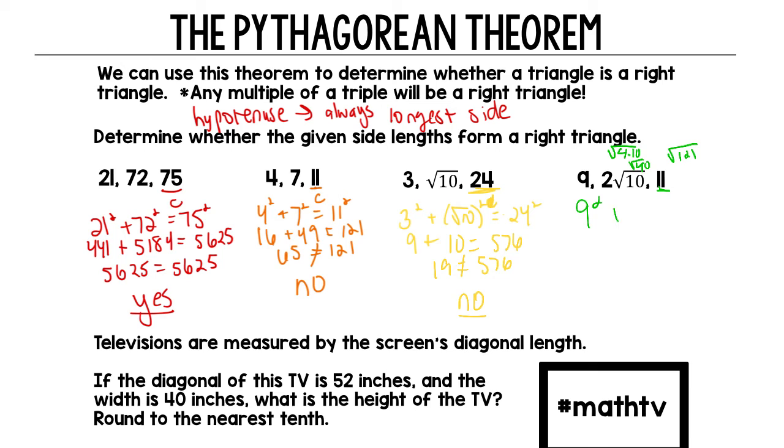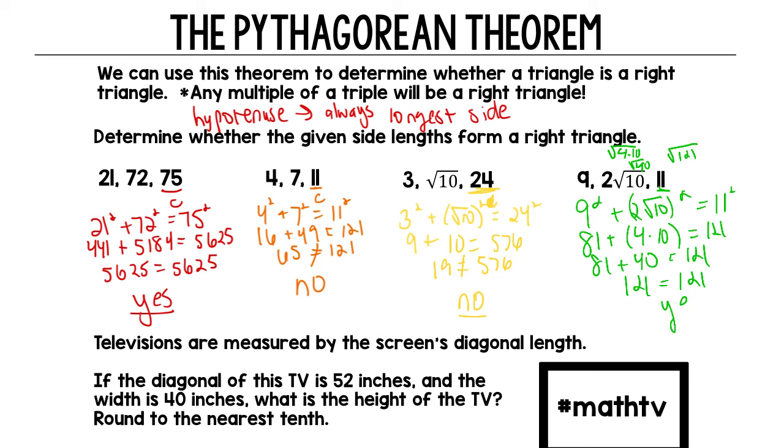We can take 9 squared plus 2 square root of 10 squared and make that equal to 11 squared. That's 81 plus 2 squared is 4 times 10 equals 121. Well, that's 81 plus 40 equals 121. Or 121 equals 121, and that is a yes. That could be a right triangle.